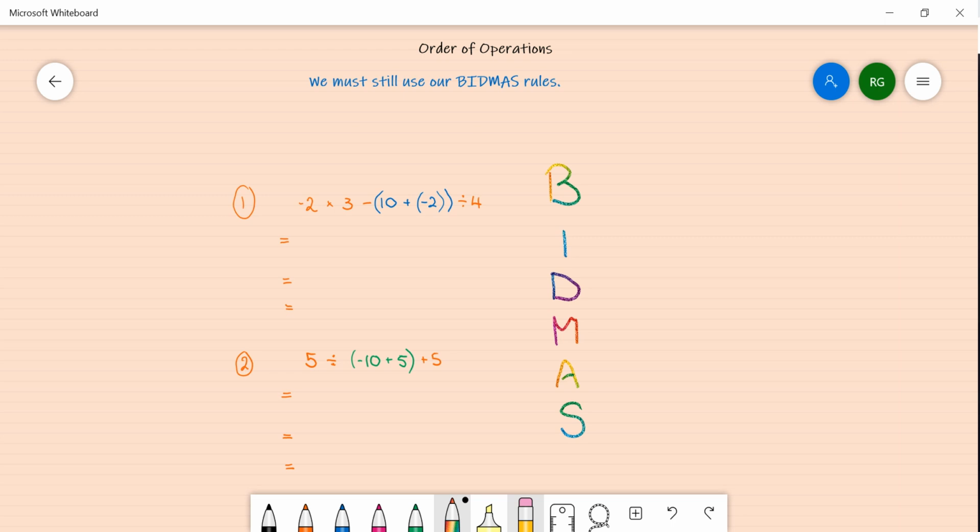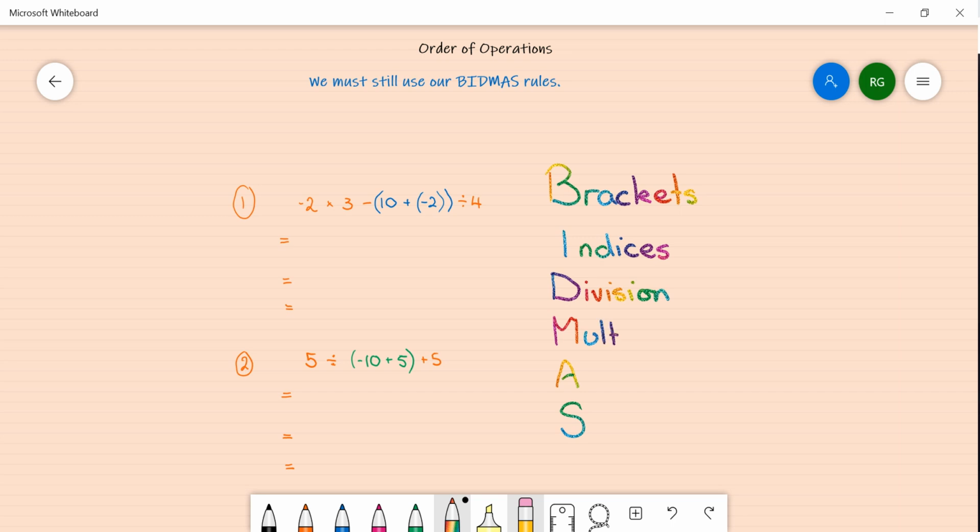First, we must always use our BIDMAS rules. Just to give us a little reminder on what they all are, the B stands for brackets, and you should probably write this down, especially if it'll help you remember. The I, as we now know, is for indices. Sometimes we see this as BODMAS or BEDMAS. It doesn't really matter which way round you call it, but for our sake, we're going to call it BIDMAS because the I will represent the indices. In other words, the powers, the little number above another number. The D is for division.